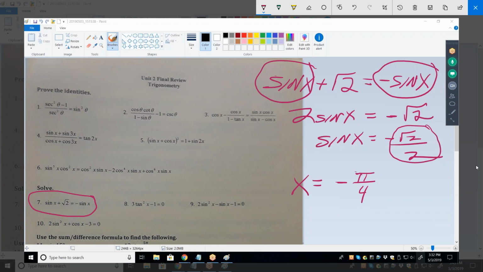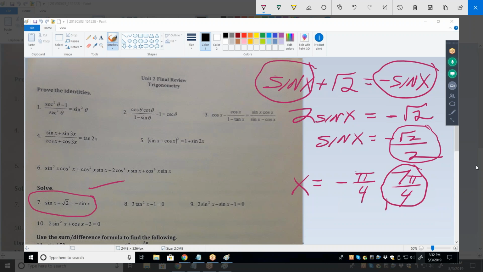So there's one answer. Well, let's talk about that for a second. What I did was I took the inverse sine of negative root 2 over 2. If you do that in a calculator, you will get a negative angle. Always. Now, this happens to be the same as 7 pi over 4, which is coterminal to it. And that's the positive angle that it is.